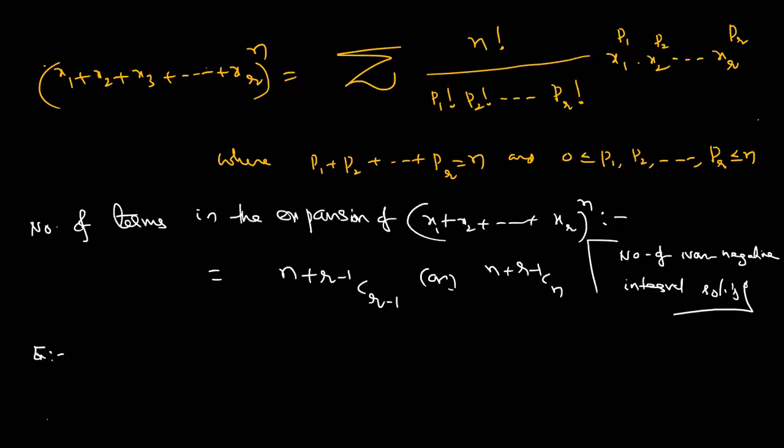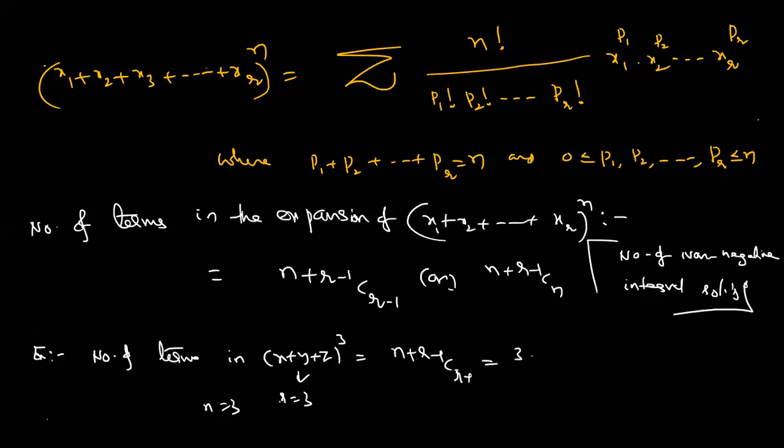Example. Number of terms in x plus y plus z whole cube, what is the formula? So here r is how much? 3. n is how much? Power 3. So n plus r minus 1 C r minus 1, how much? That is the answer, 5C2. When I'm asking 5C2, immediately you should respond, 10.